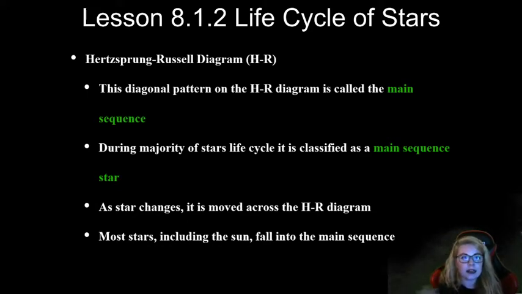As its life cycle goes on over billions of years, it's going to move across the HR diagram. Most stars, including our own sun, fall into that main sequence. And I have some supplemental videos to show you after this to help this make more sense, and you'll actually get to see where our sun is plotted on the HR diagram.